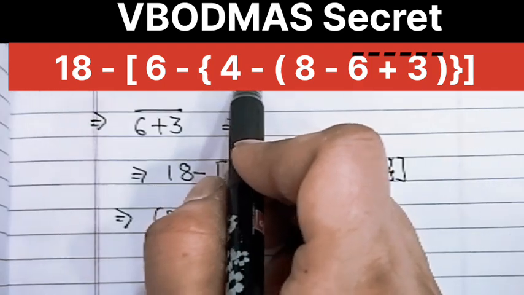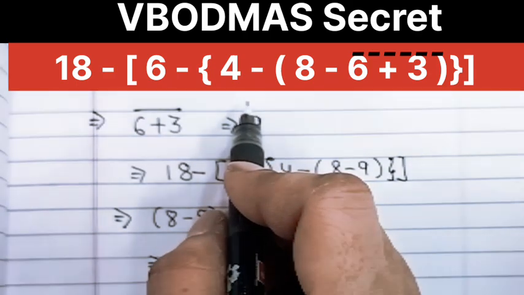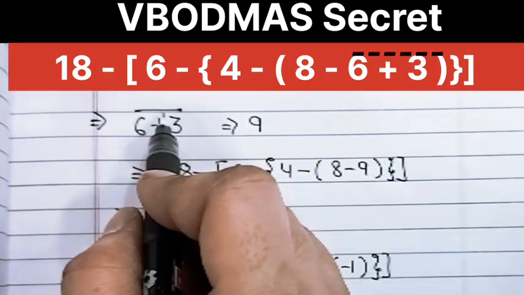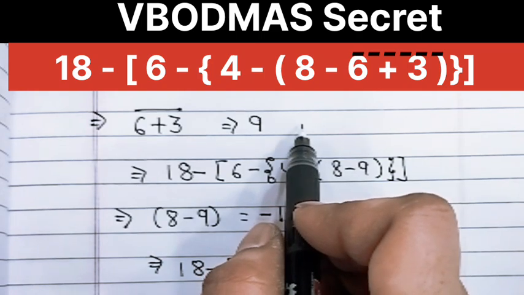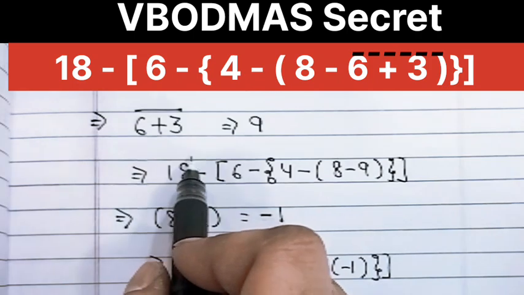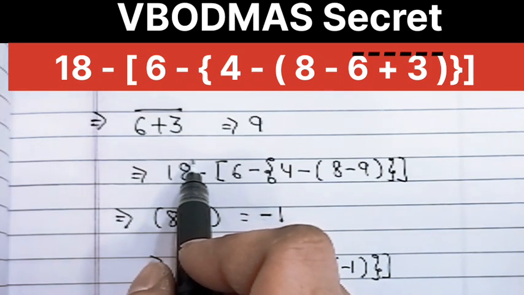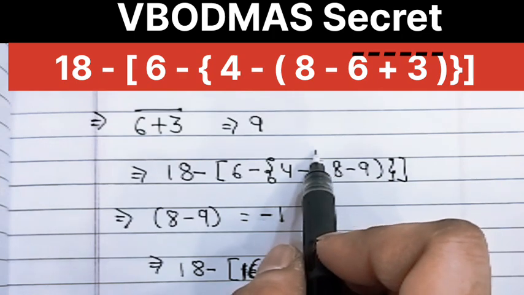So the conclusion here: using the VBODMAS rule ensures we prioritize the vinculum and the hierarchy of brackets correctly. While standard BODMAS stands for brackets, VBODMAS specifically reminds us to look for the bar, the vinculum, first, which is critical in competitive maths and advanced arithmetic. So now here the final answer is 17, and I hope it is clear.